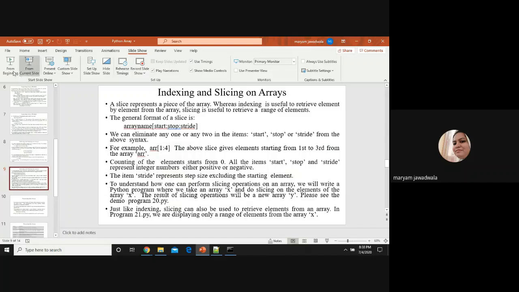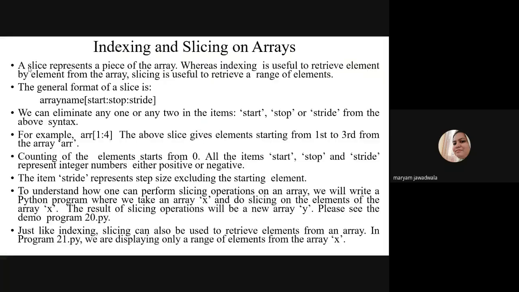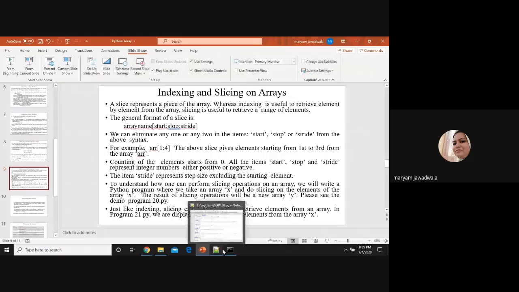Okay, just move to the presentation part again. Now next one: just like indexing, slicing can also be used to retrieve elements from an array, right? In 21.py we are displaying only a range of elements from array X. Suppose one array X is already there, and I want to display some range of elements from X. So it is possible in Python, right? So we'll move to the program 21.py now.